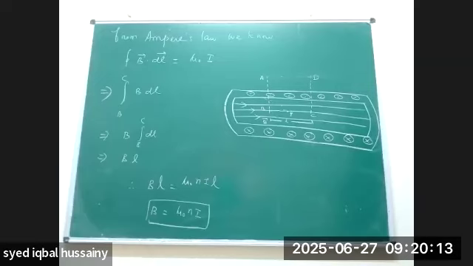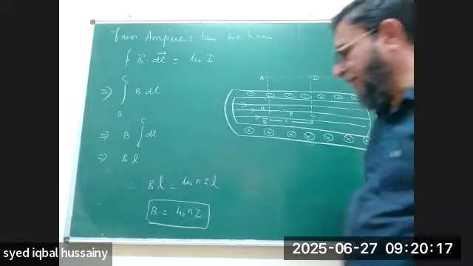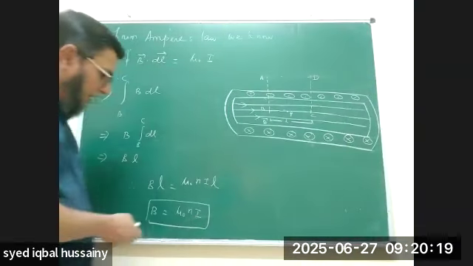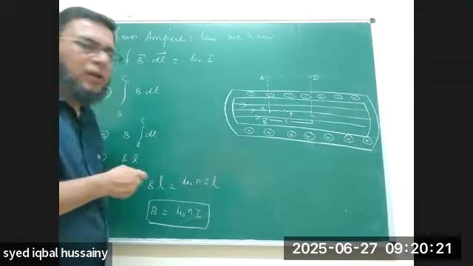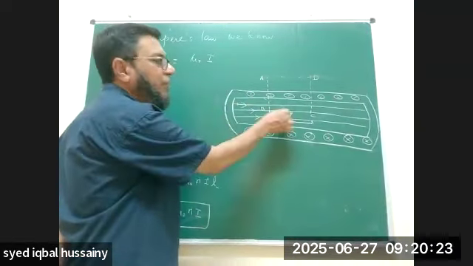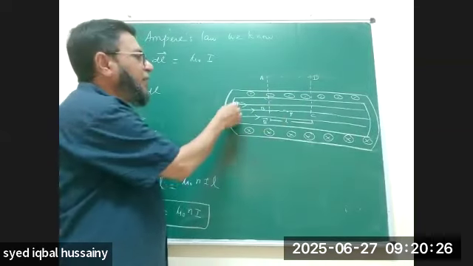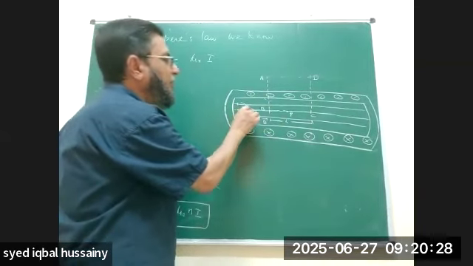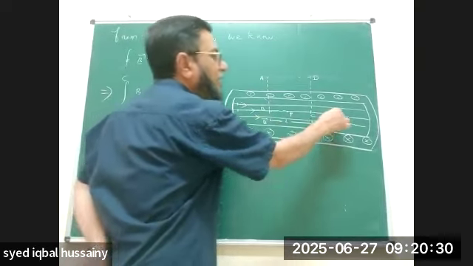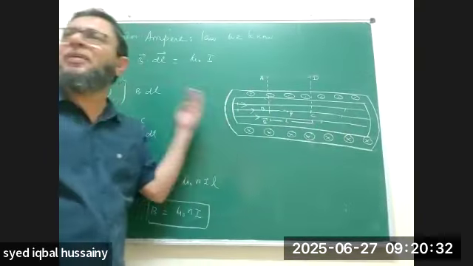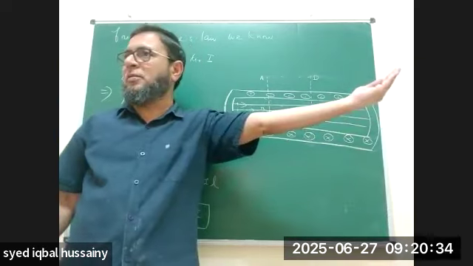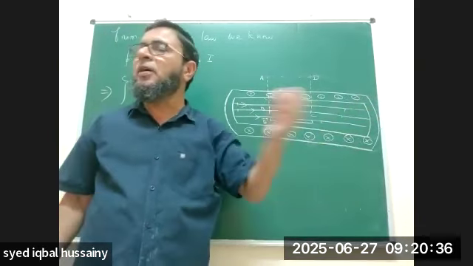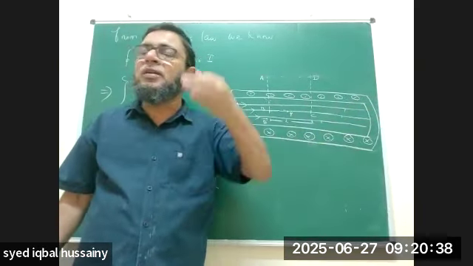Now there is a beautiful formula. One more formula we have to understand. Magnetic field due to long solenoid at this point P. I take the point P here. Anywhere you take the point, the answer is mu naught N I.